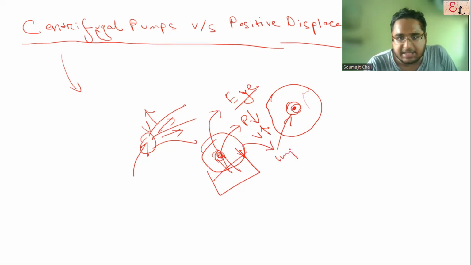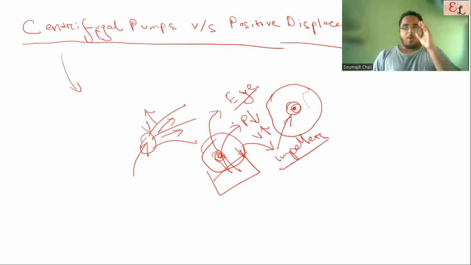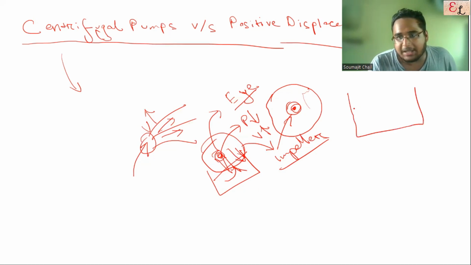As you understand here, this is the impeller. And this is the eye of the impeller. So by virtue of atmospheric pressure exerted on the bath of the fluid, the fluid starts rising up the tube. Suppose this is my bath of the fluid, and this is my suction tube.